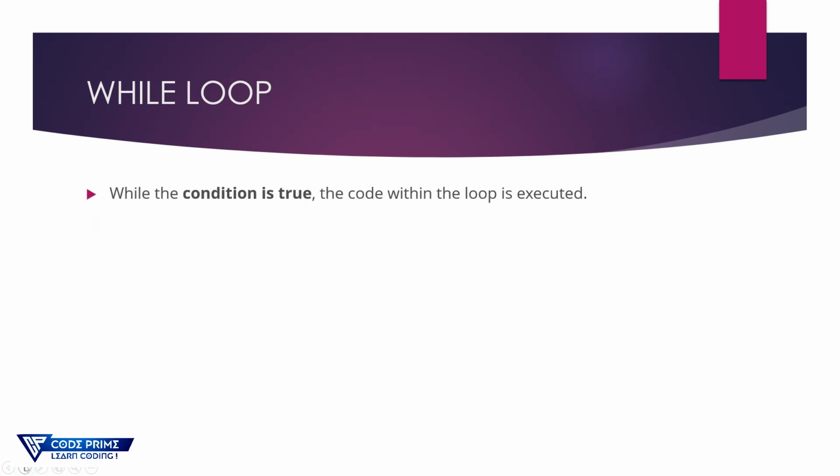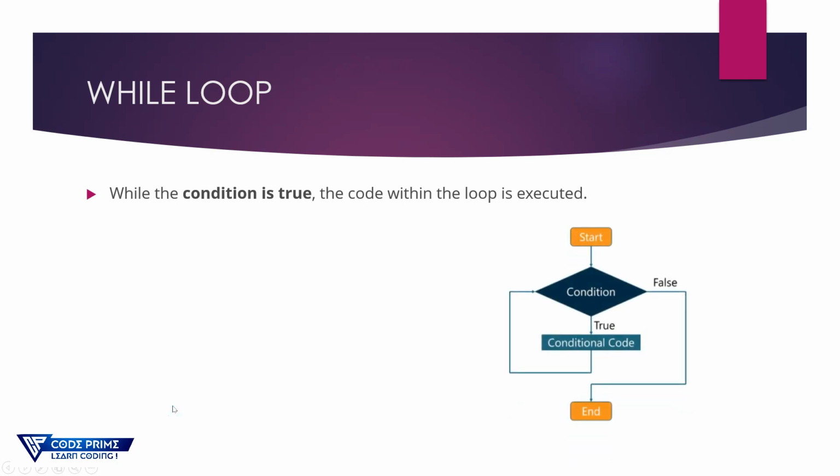First of all, we are going to use the while loop and the do while loop. For the while loop, while the condition is true, the code within that loop is executed. You first start your code and then write the condition. If the condition is true, then the conditional code runs, and if it is false, then it will exit and the loop ends.